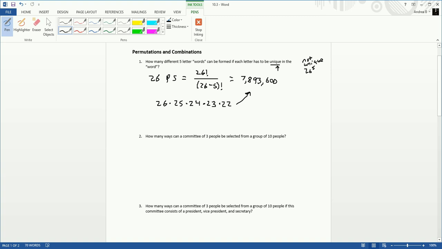So for number 2, how many ways can a committee of 3 people be selected from a group of 10 people? So we've just got a committee being selected. There's no specific way they're being picked. They're not being selected for any specific position or anything else. So here we'd have a combination. So we'd have 10C3. Always has to be the bigger number in front and the smaller number behind the C. Otherwise, you're going to get the incorrect answer there.